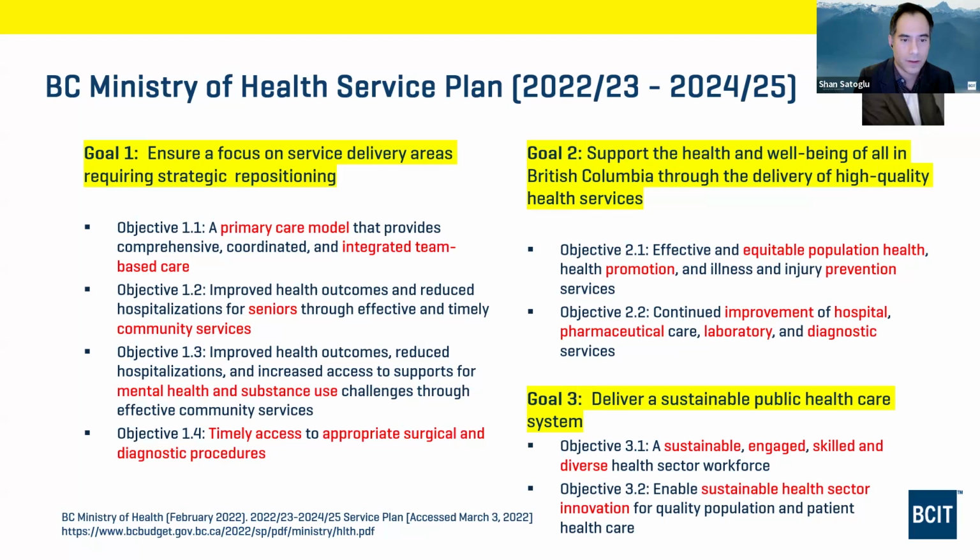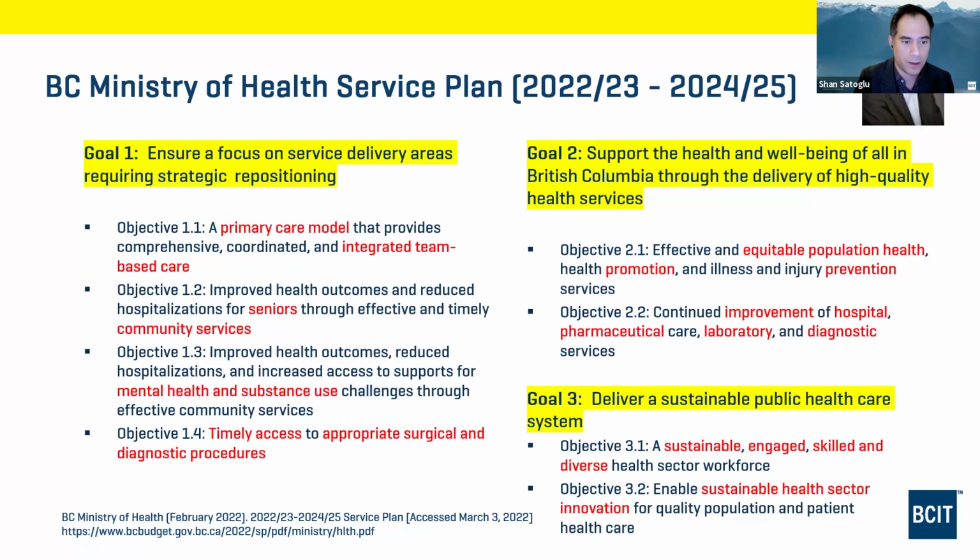One handy shortcut, a heuristic to assess the importance of goals, is looking at which goals are stated first, what comes second, and what comes third. So prioritizing according to the sequence, and also the amount of space and attention given to particular goals. So in this case, goal number 1 from here in British Columbia: ensure a focus on service delivery areas requiring strategic positioning.